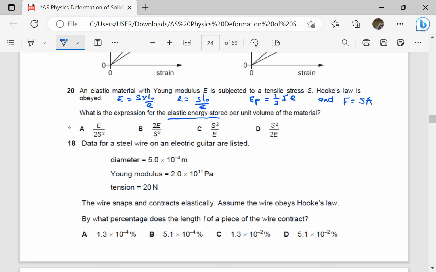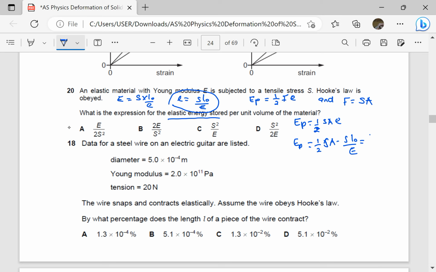So if I combine, potential energy is going to be a half times S times A, then times the extension. This is a half, the X times SA. Then where there is extension, I'm going to put this expression for extension, so it will be S L naught divided by E. Remember that A times L naught is going to be volume.